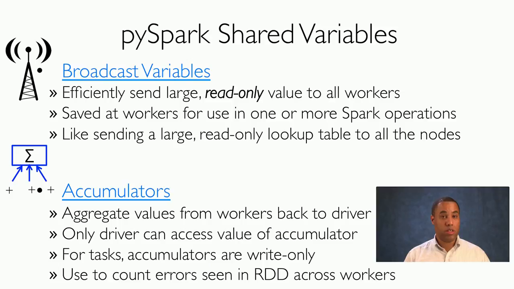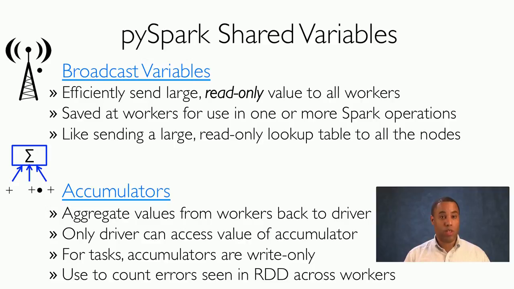Well, to do this, PySpark provides shared variables and two different types. The first is broadcast variables. These enable us to efficiently send large read-only values to all of the workers. They're saved at the workers for use in one or more Spark operations, and it's like sending a large read-only lookup table to all of the nodes.